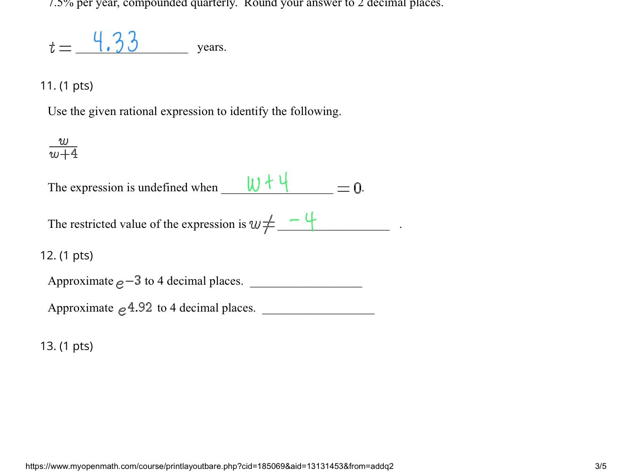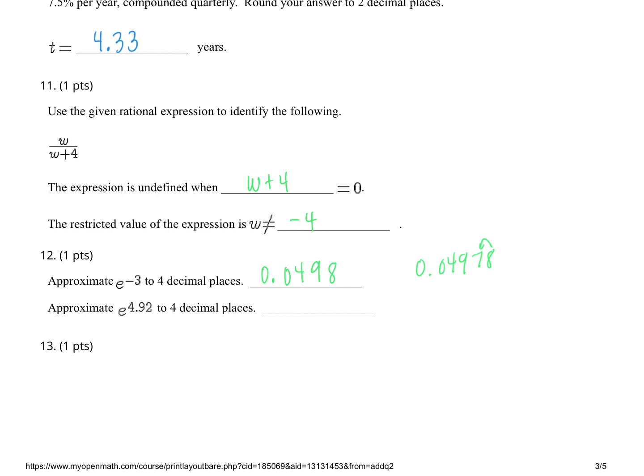For number 12, approximate e to the negative third to 4 decimal places. So here you're just using your calculator to do that. So I would get 0.04978. So this 8 is going to round this 7 up. So it's going to be 0.0498.